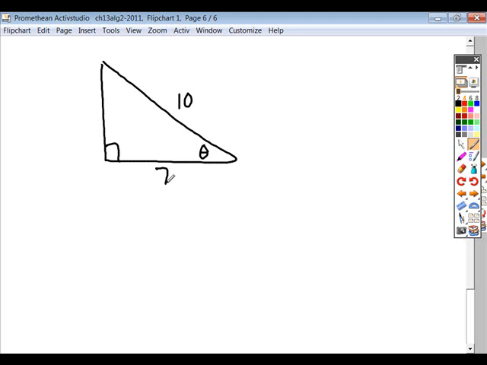So if this is the information you're given and you want to find all the trig ratios for this angle, which trig ratio can you find just by what's given? Sine, cosine, or tangent? So you have an angle, you have the adjacent side, and you have the hypotenuse. So adjacent over hypotenuse is cosine. So right here we know what our cosine is. The cosine of theta is adjacent 7 over hypotenuse 10.